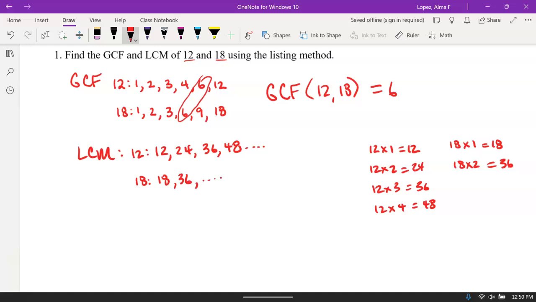And I always take it out like 3 or 4 numbers on the first one because this is what we're looking for. What is the least common multiple? The least common multiple is the smallest number that these two have in common. And so for us, it would be 36.